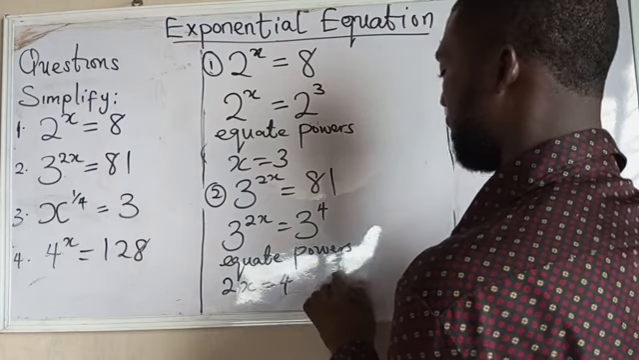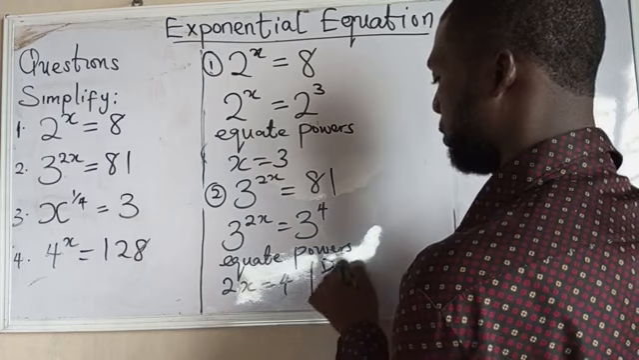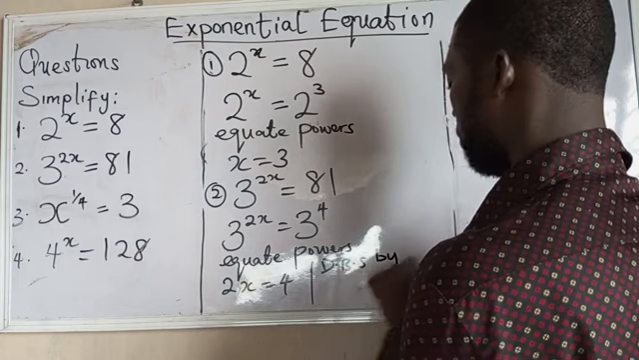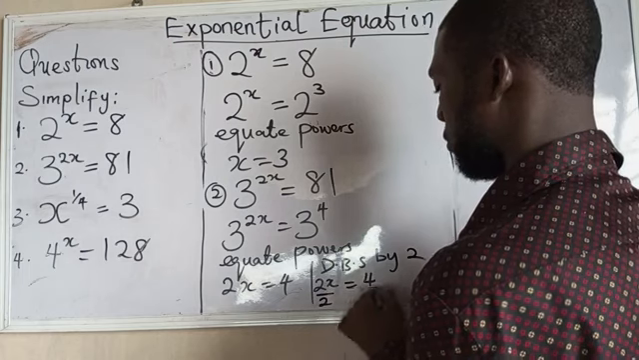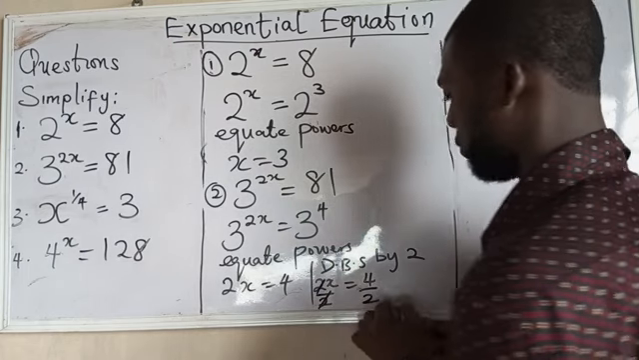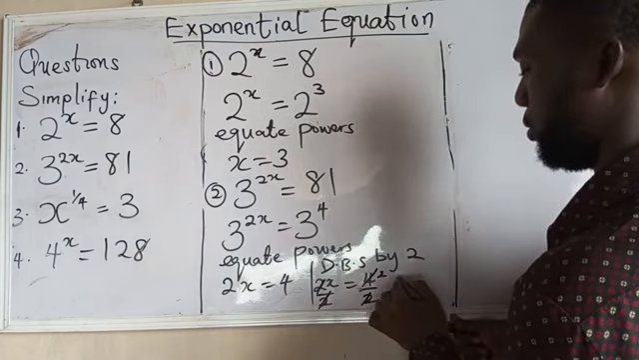Then we want to make x stand alone. We divide both sides by 2. So we have 2x over 2 equals 4 over 2. Then 2 cancels 2 here, 1, and here, 2.